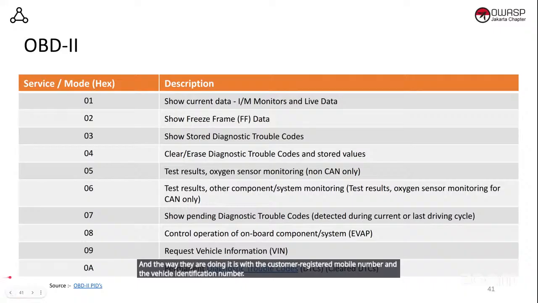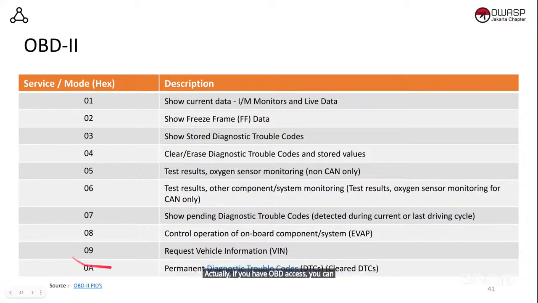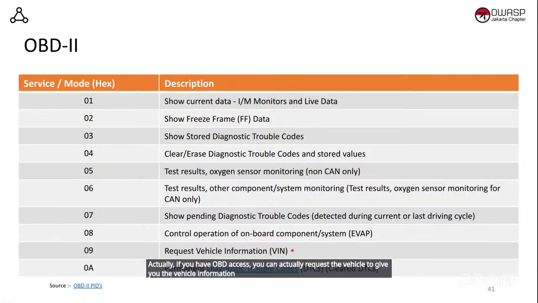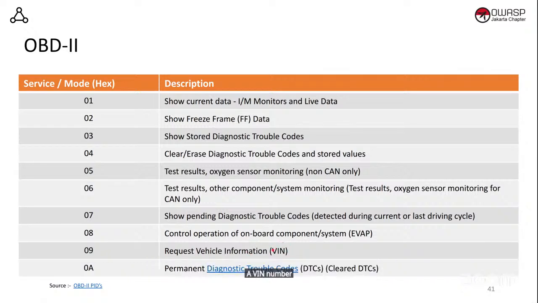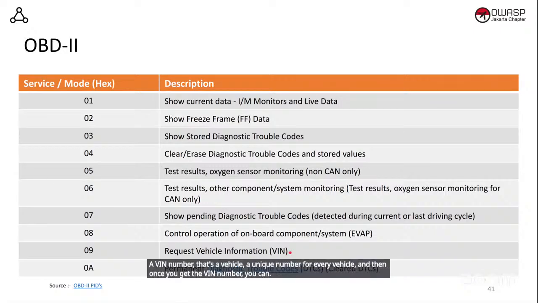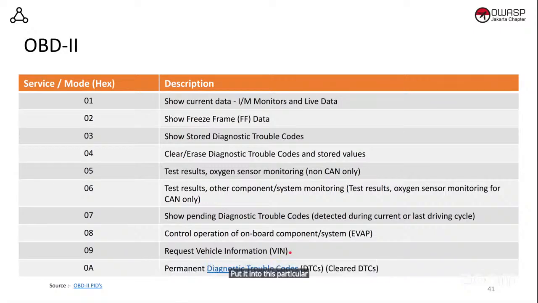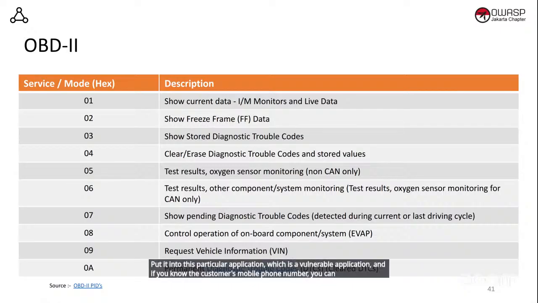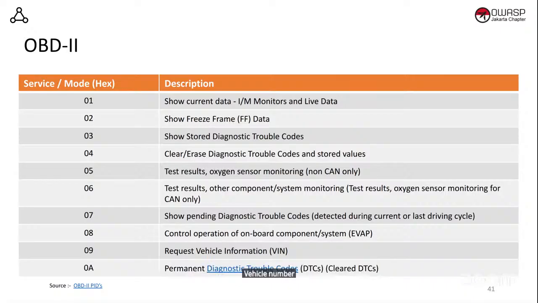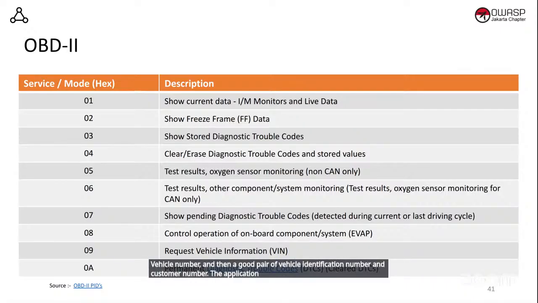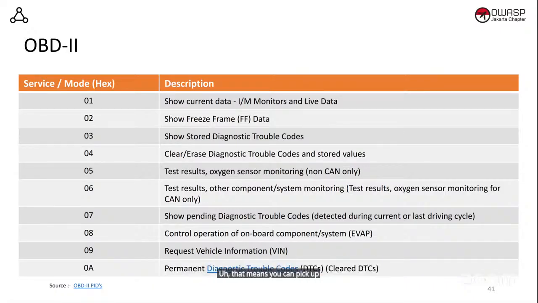So actually, if you have OBD access, you can request the vehicle to give you the vehicle identification number, a VIN. That's a unique number for every vehicle. And once you get the VIN, you can put it into this particular application, which is a vulnerable application. If you know the customer's mobile phone number, you can put in any vehicle number, and given a correct pair of vehicle identification number and customer mobile number, the application backend will simply unlock that particular vehicle. That means you can unlock any vehicle if you know the VIN and the mobile phone number. So that kind of thing happens.